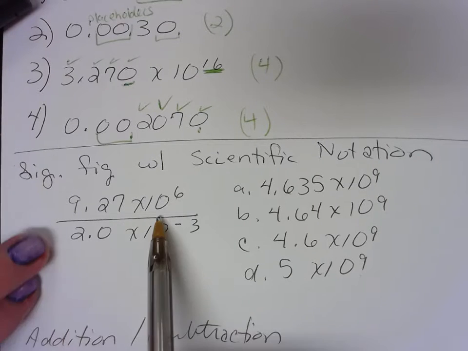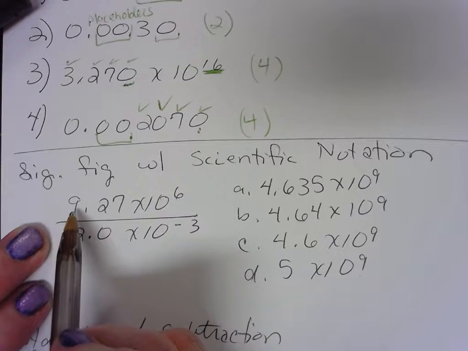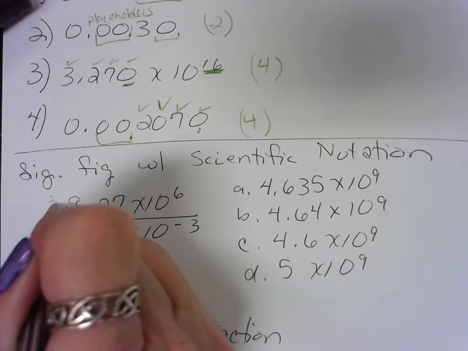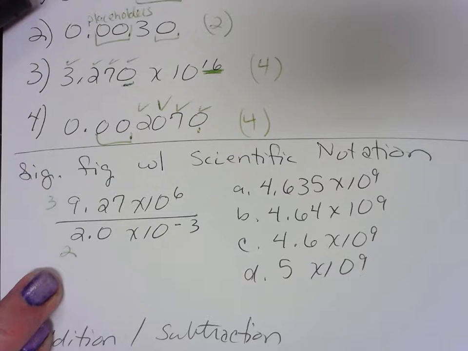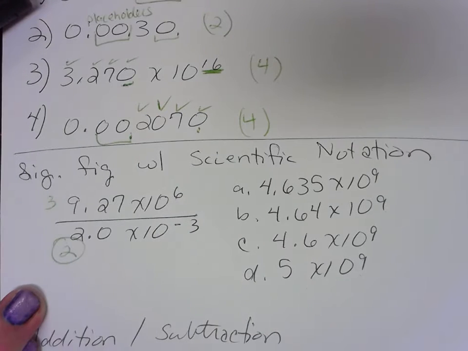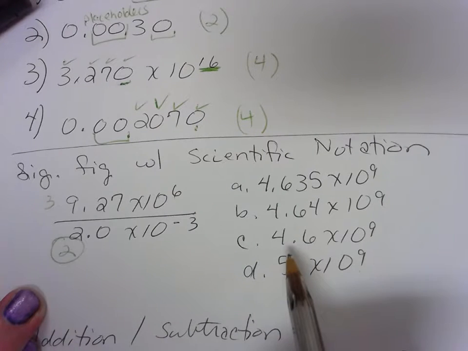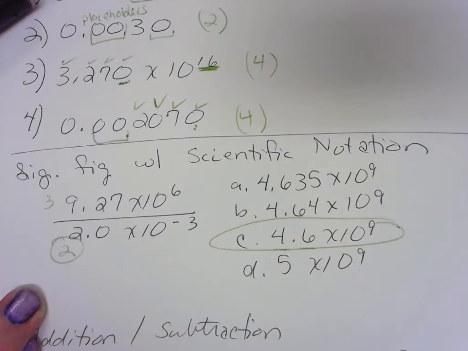We have a division problem. So with multiplication and division, we see how many significant figures each one of our numbers has. This one has 3, and this one has 2. We can only keep the answer that has the lowest number of significant figures. So we can keep 2 significant figures. We are looking for the answer that has 2 significant figures.